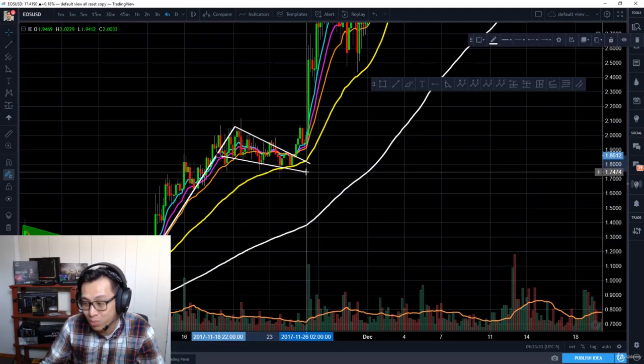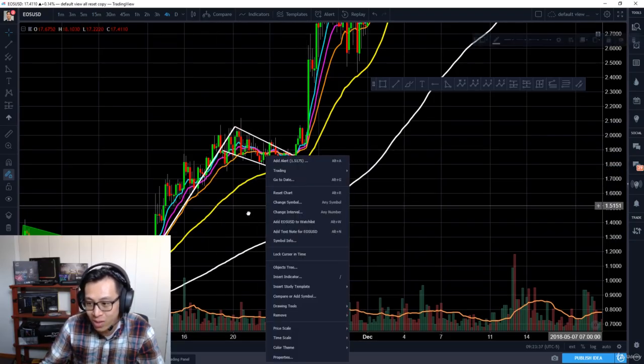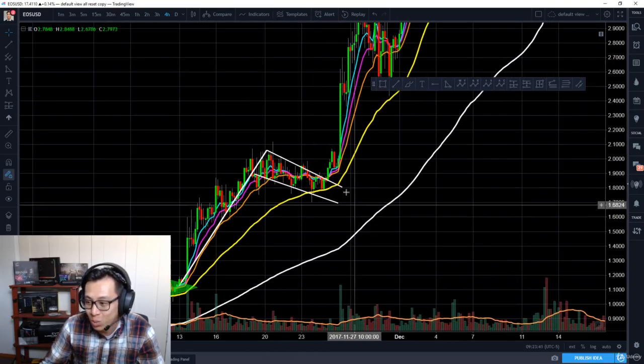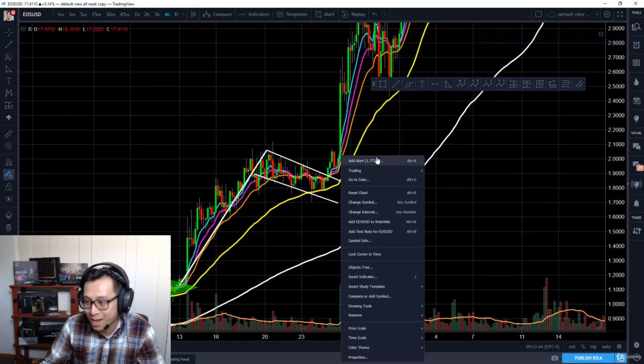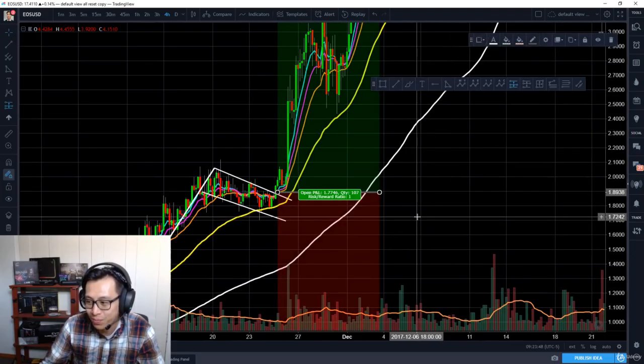Sometimes they're not always pretty. Sometimes they can be a little bit sloped. Sometimes they can be slanted. They can be very different, but nevertheless, that is a flag. So what you want to do is buy it on the breakout. You want to first of all buy it on the breakout there.